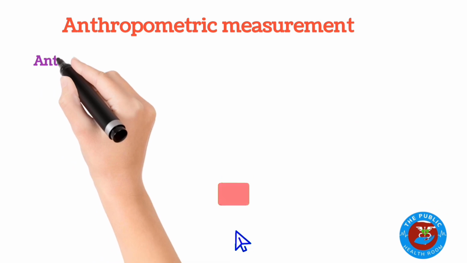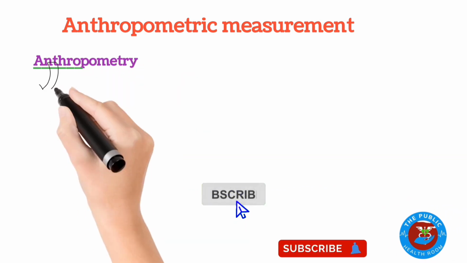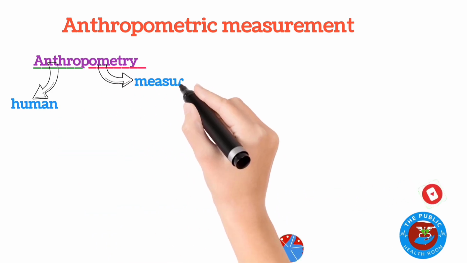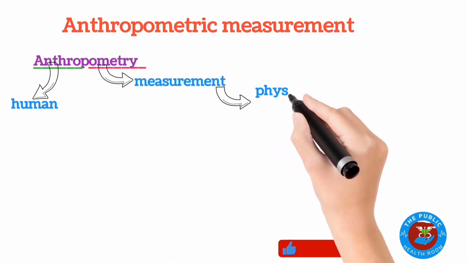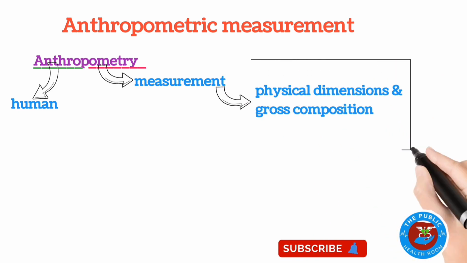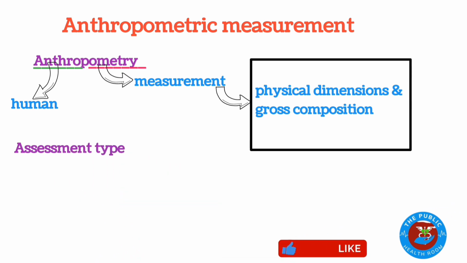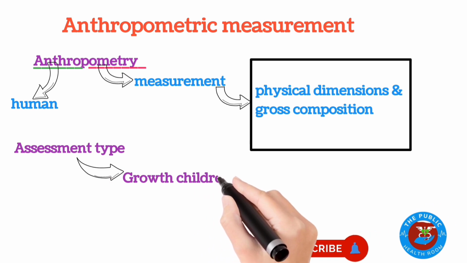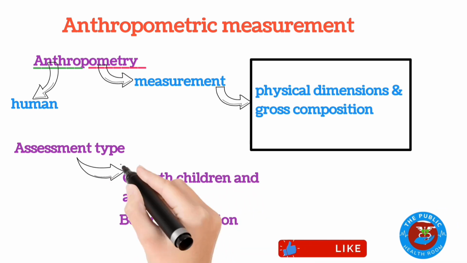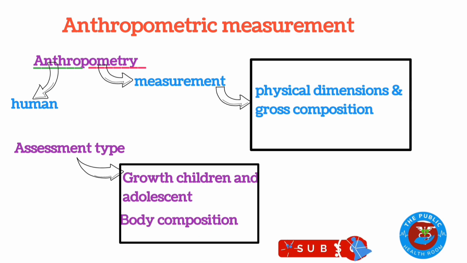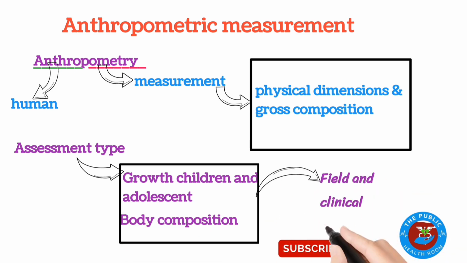The word anthropometry is derived from anthropo, which means human, and metry, which means measurement. Therefore, anthropometry is the measurement of the variations of physical dimensions and the gross composition of the human body at different age levels and degrees of nutrition. Anthropometric assessment types include assessment of growth in children and adolescents and assessment of body composition, which can be used in field or in clinical setting.